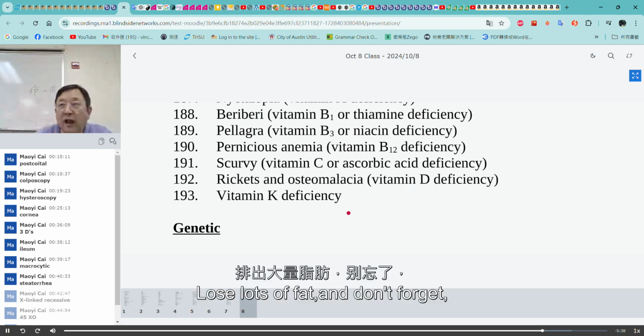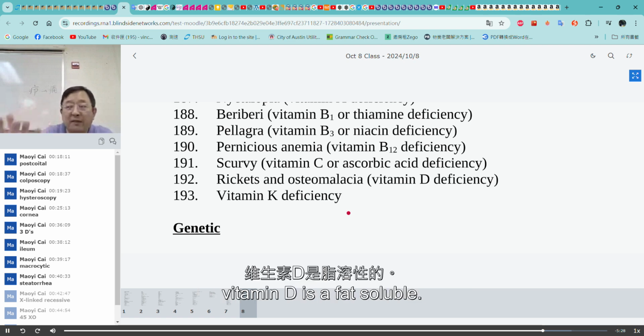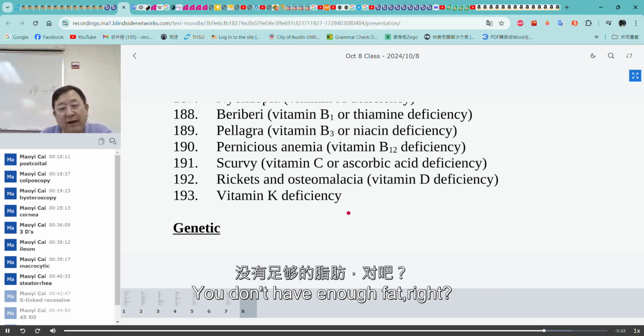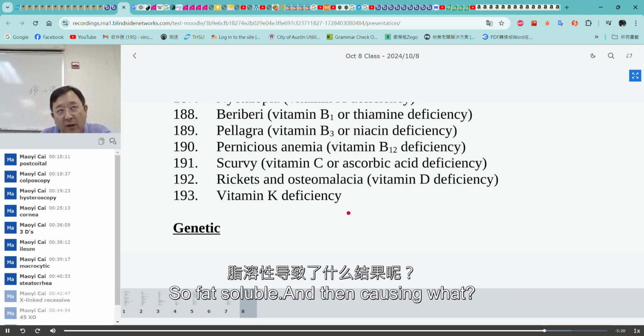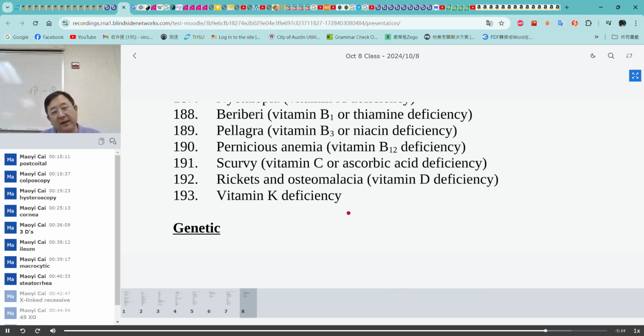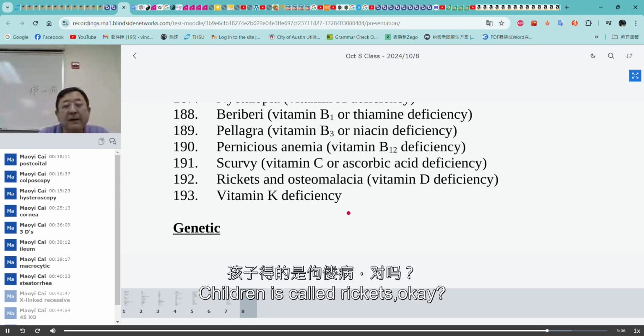Steatorrhea. You lose lots of fat. And don't forget, vitamin D is fat soluble. If you lose fat, you cannot absorb vitamin D. So you don't have enough fat, right? So fat soluble. And then causing what? Calcium absorption is affected, because vitamin D is required for calcium absorption. So that's how people get what? Osteomalacia, in adults. In children it is called rickets. Okay.